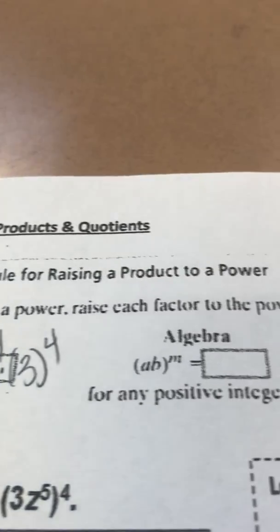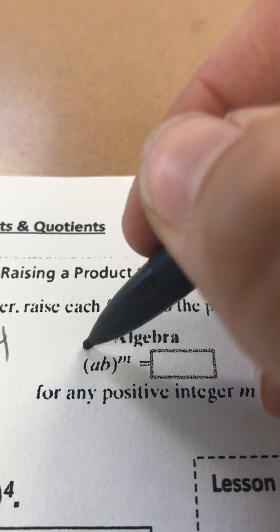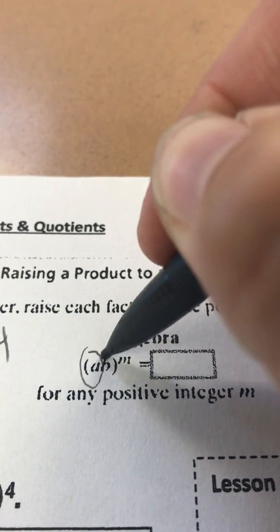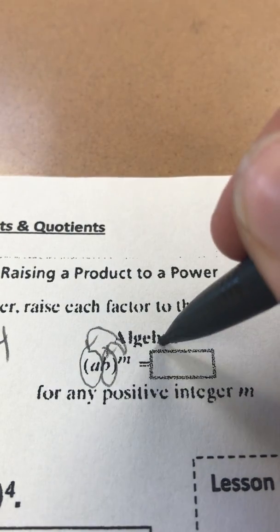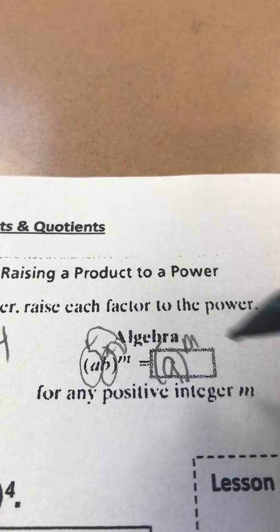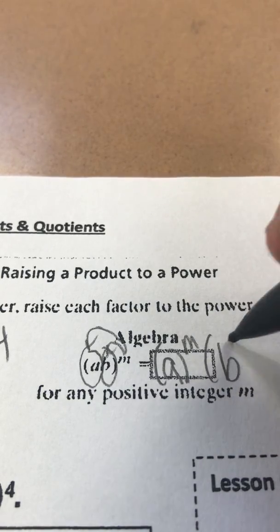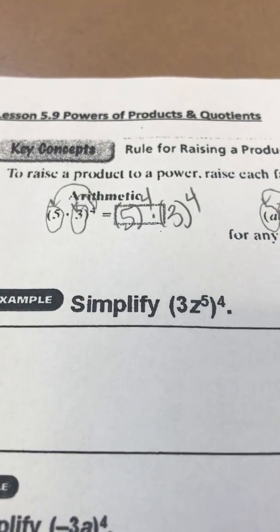Over here with the algebra one, 5ab to the m, a times b. So a is a factor and b is a factor. This m is going over both of them. So it would be a to the mth, sounds kind of funny, but it is, and b to the mth power. There we go. Over here, to try an example.